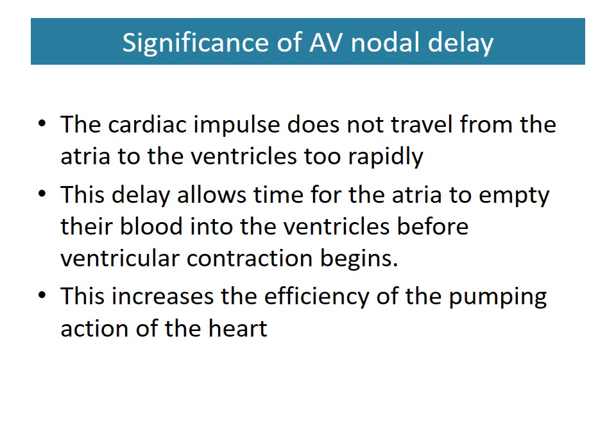The ability of AV node to slow the rapid impulse is called decremental conduction and has great significance. AV nodal delay is very useful as it allows time for the atria to empty their blood into the ventricles before ventricular contraction begins. This increases the efficiency of the pumping action of the heart.